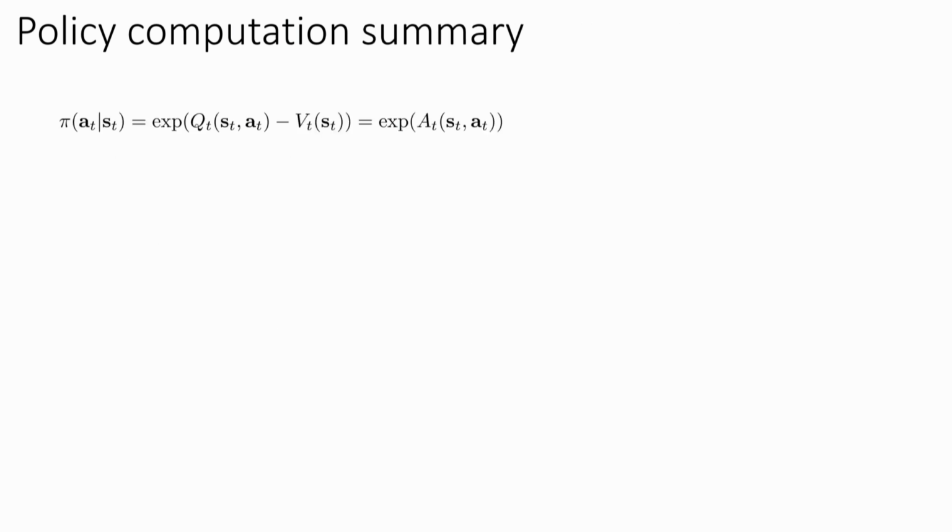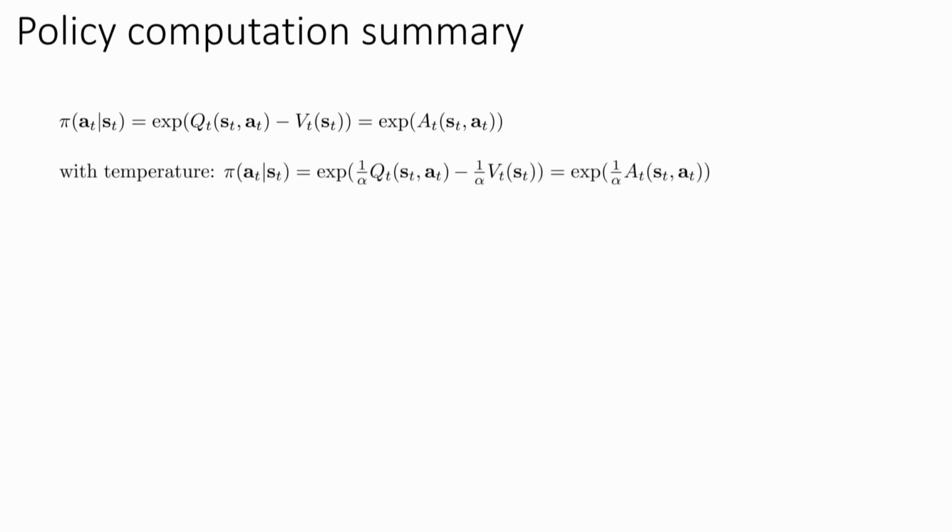Okay, so the summary of the policy computation is that our policy is the exponentiated advantage. You can express it also with a temperature if you want, so you can put a 1 over alpha in front of it. That can allow you to interpolate between fully deterministic policies, which you recover for alpha equals 0, and fully stochastic policies for alpha equals 1.